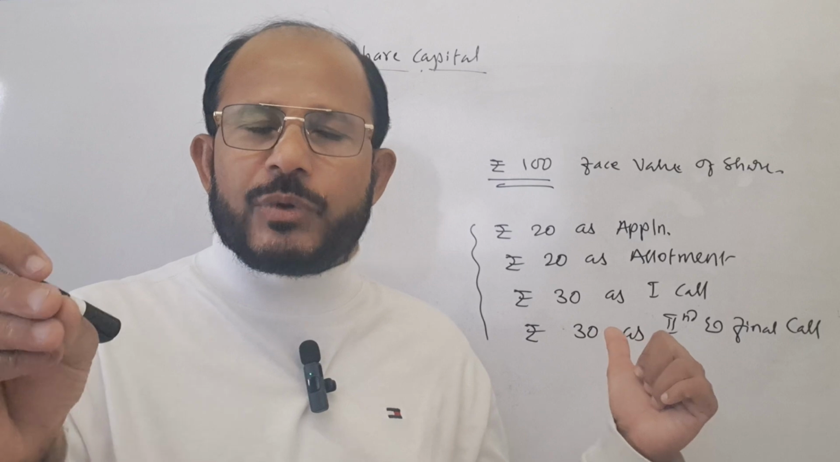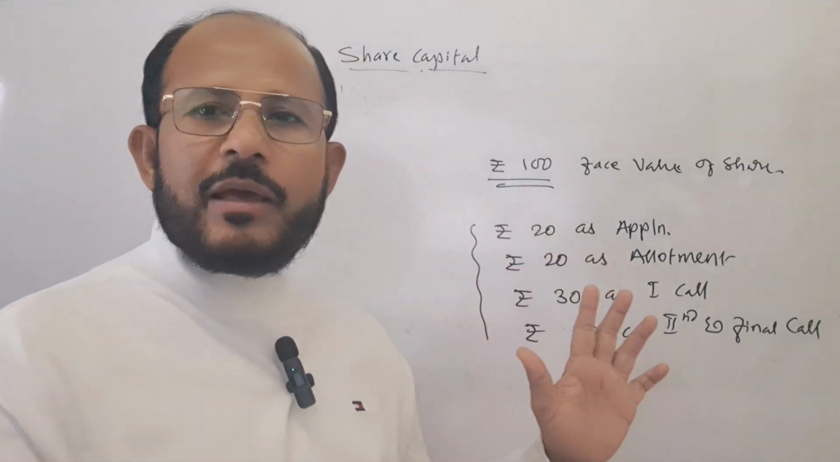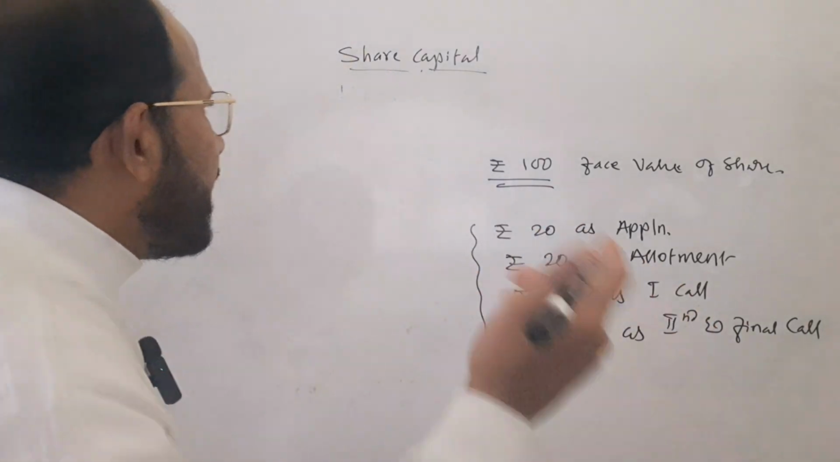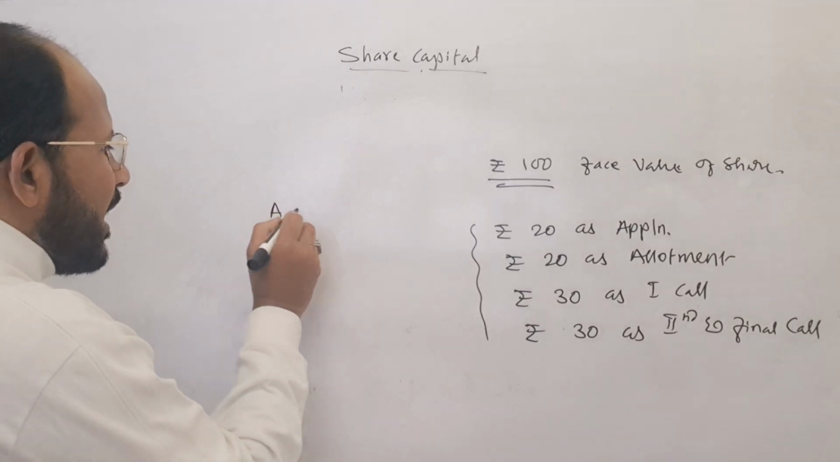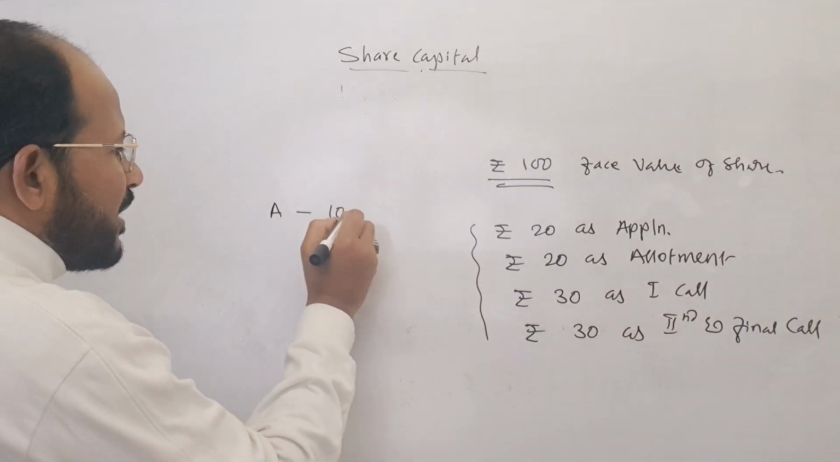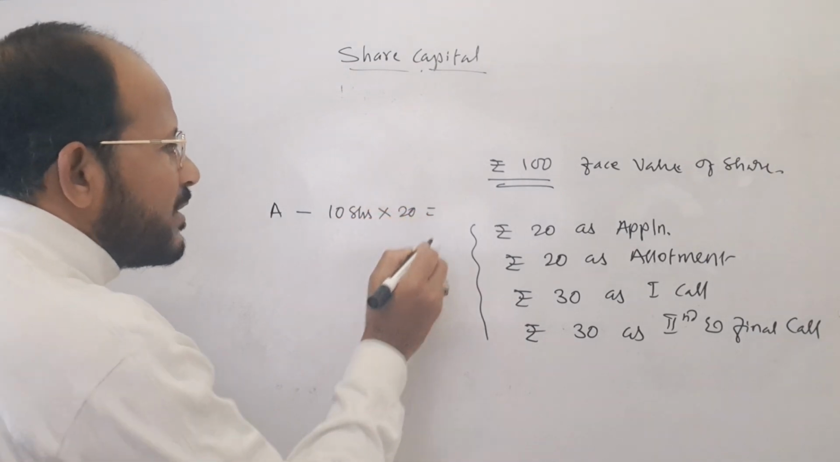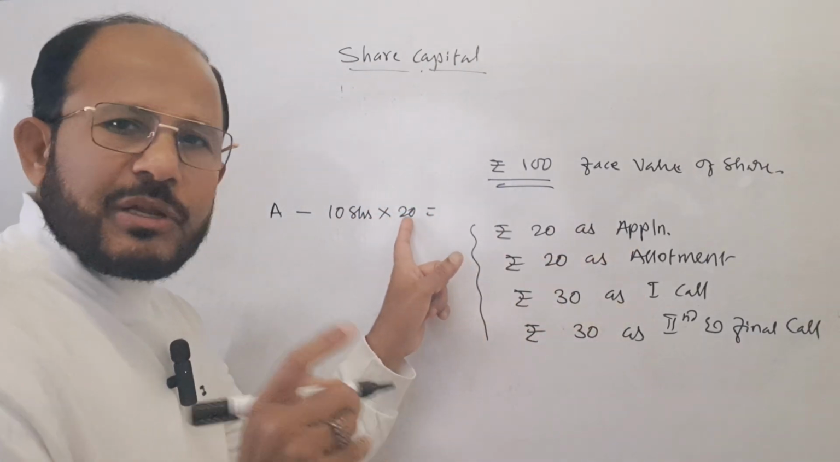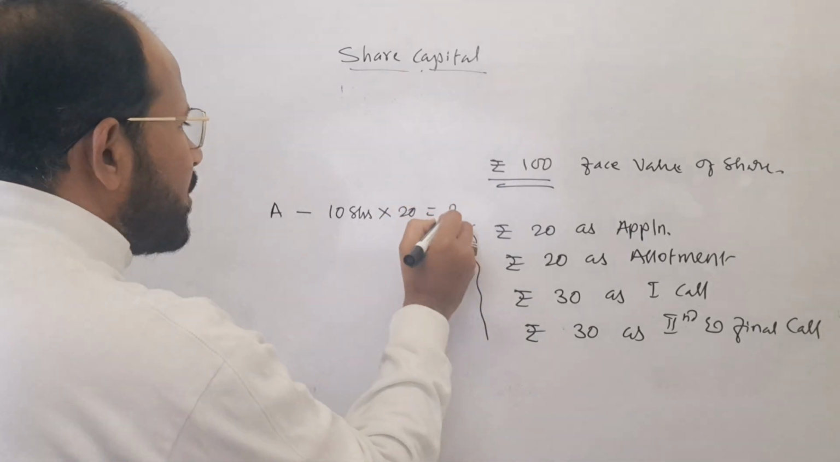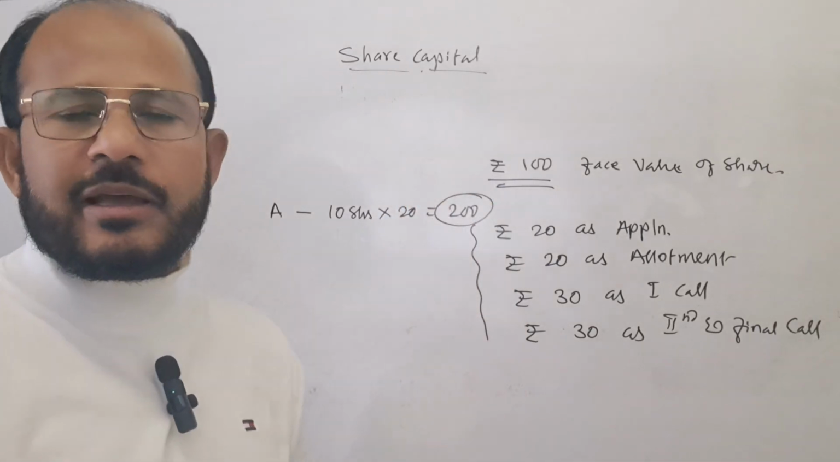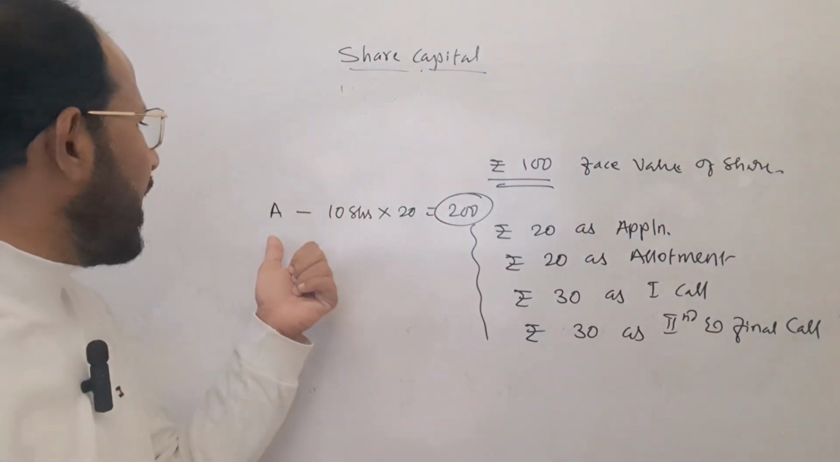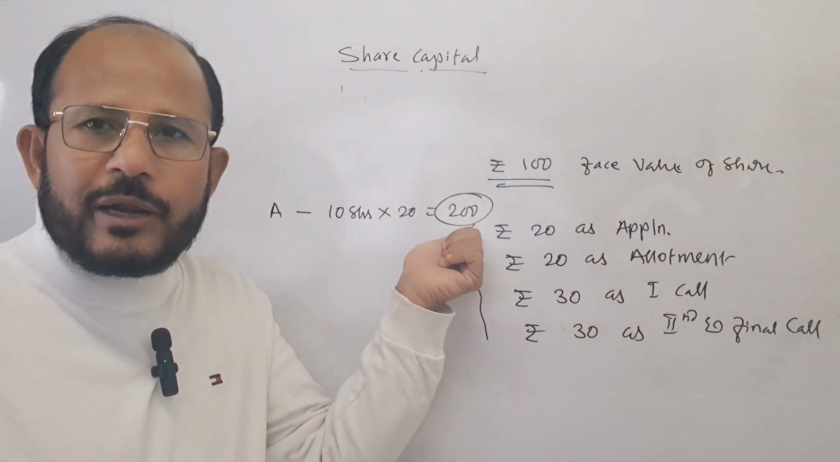In this example, rupees 20 per share is paid to the company as application money. I take one simple example. Here Mr. A, assume he wants to purchase 10 shares. That is why he needs to pay how much? Rupees 20 as application money per share. Means it comes to rupees 200. 200 is the share application money which Mr. A is required to send to the company.